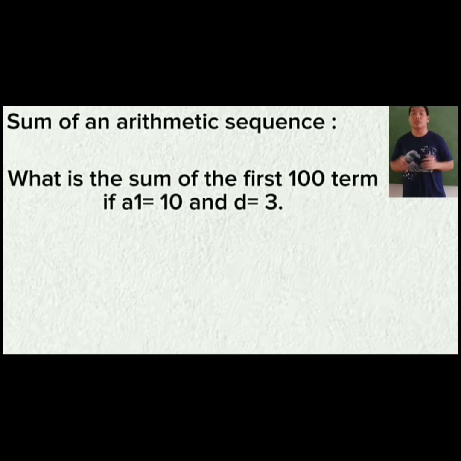Let's try this problem. What is the sum of the first 100 terms if a sub 1 is equal to 10 and d is equal to 3? Let's try to solve. 10 plus 3 and... what? I don't get it.